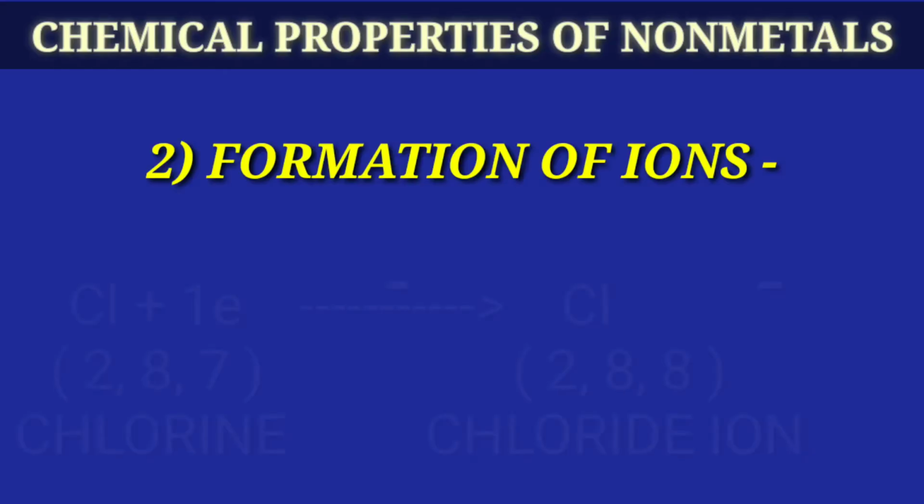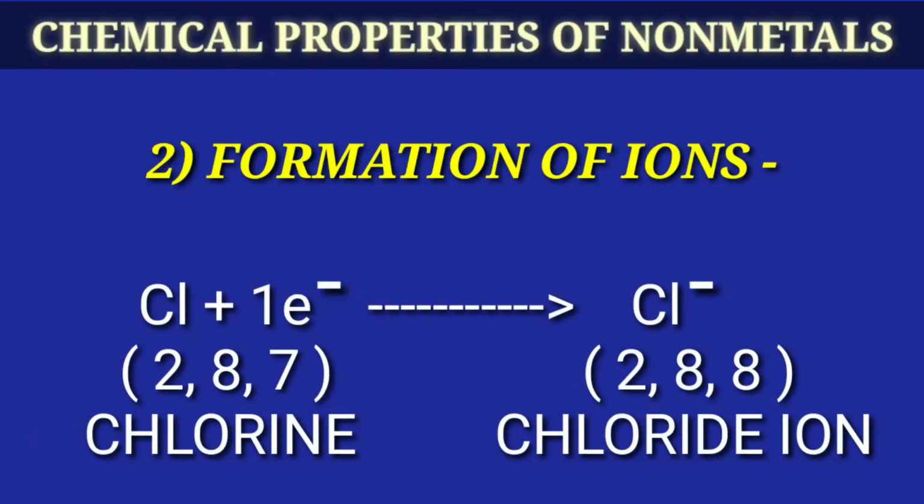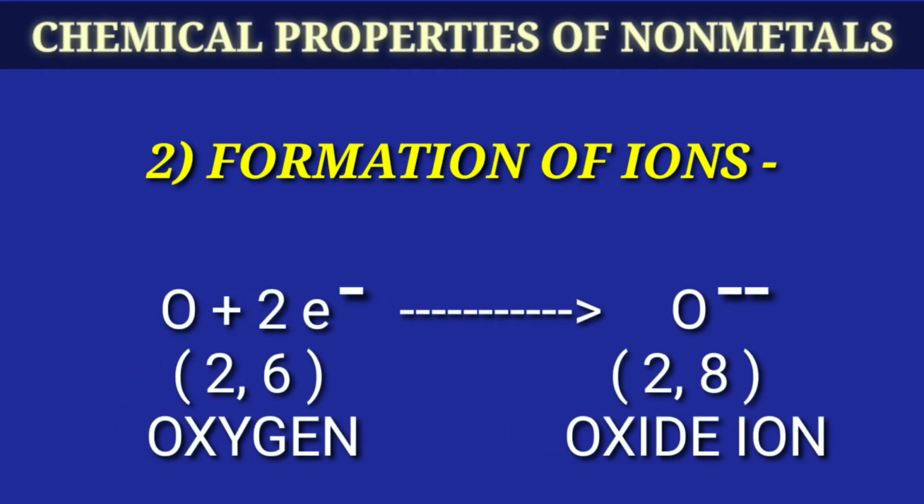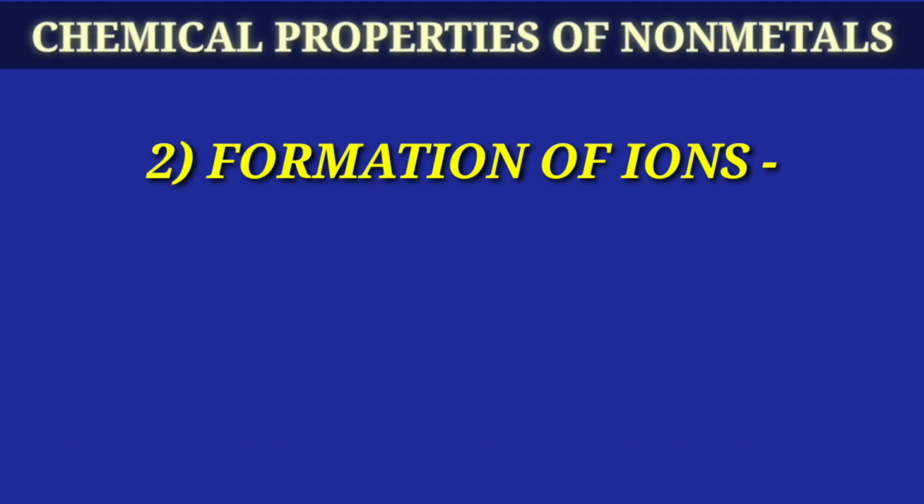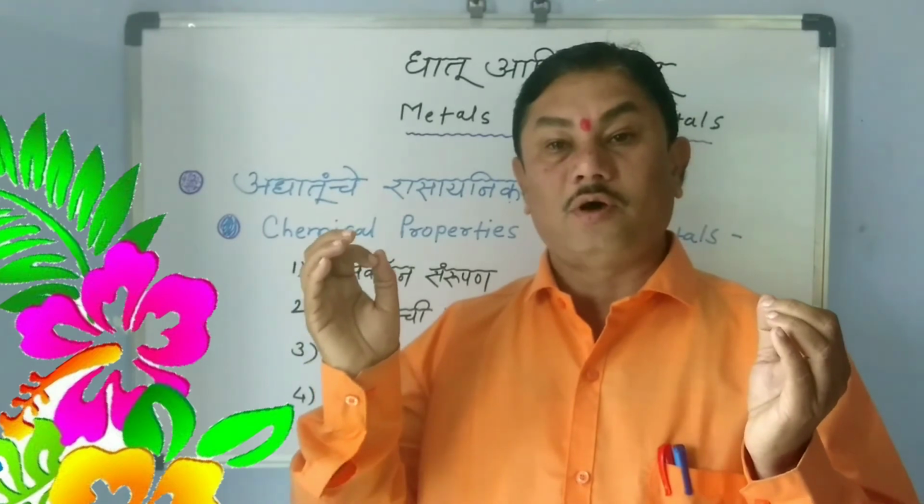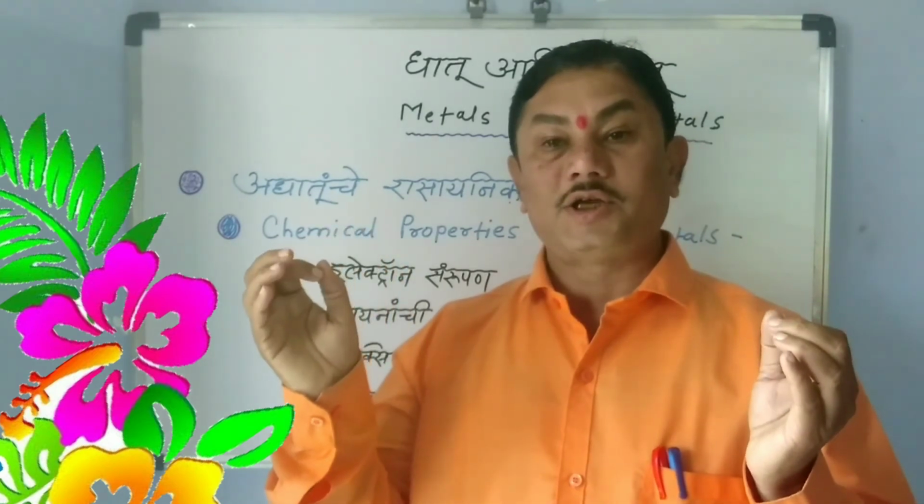For example, a chlorine atom gains 1 electron in its valence shell and forms the negatively charged chloride ion. An oxygen atom gains 2 electrons in its valence shell and forms the negatively charged oxide ion. Similarly, a nitrogen atom gains 3 electrons in its valence shell and forms the negatively charged nitride ion. Hence, generally, nonmetals form negatively charged ions.